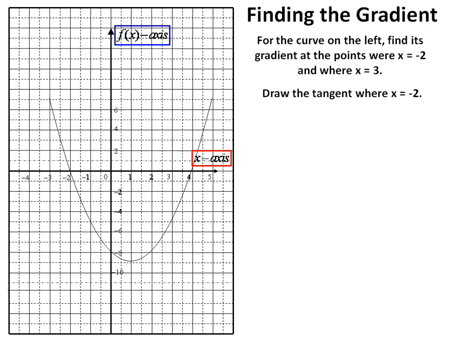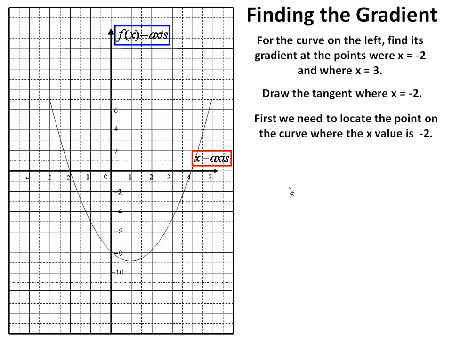Therefore we are going to draw our tangent where x is equal to -2. So here is where x is equal to -2, right there. First we need to locate the point on the curve where the x value is -2. So that is the point where the x value is equal to -2. At that point we are going to draw the tangent. So there is our tangent.